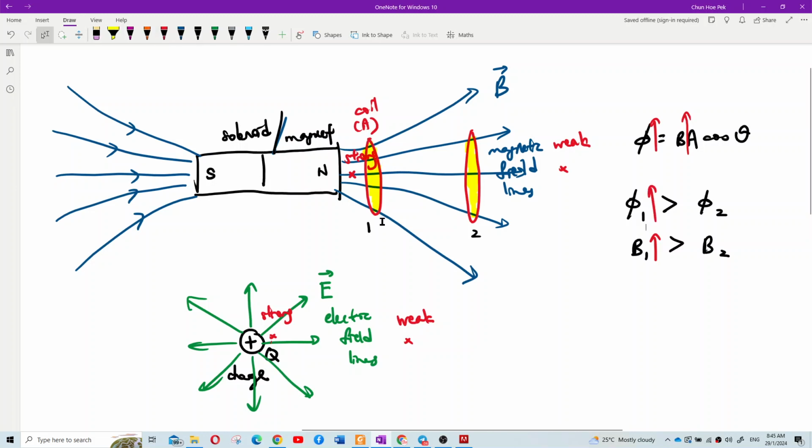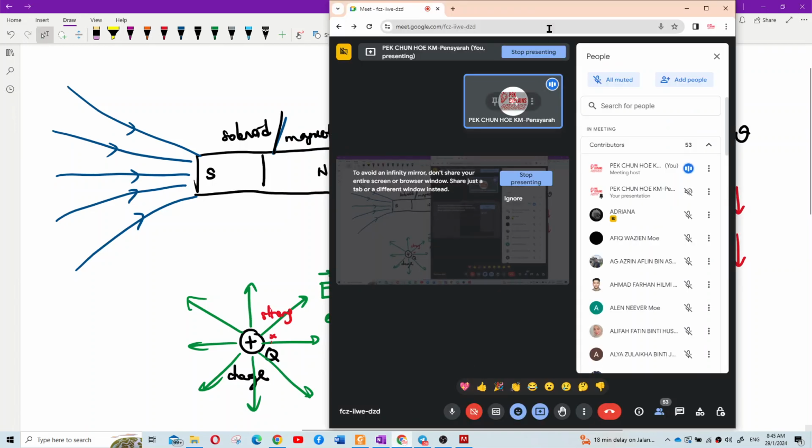You have 5 lines passing through this area. For coil 2, only 3 lines. So coil 2 is further away from the magnet, so it has a weak magnetic field, so it has less magnetic flux. Understand, class? I want to see your thumbs up.